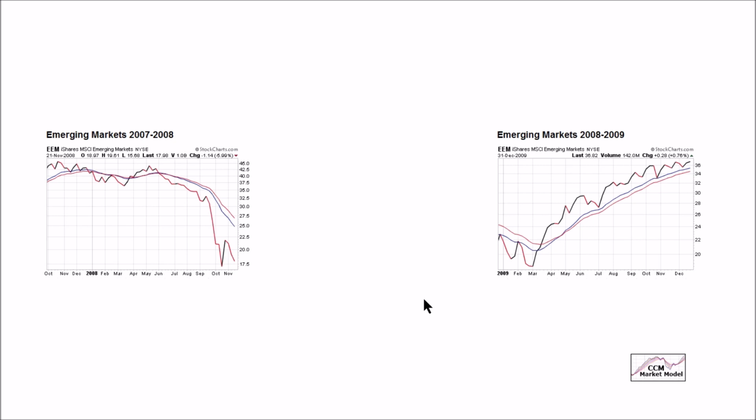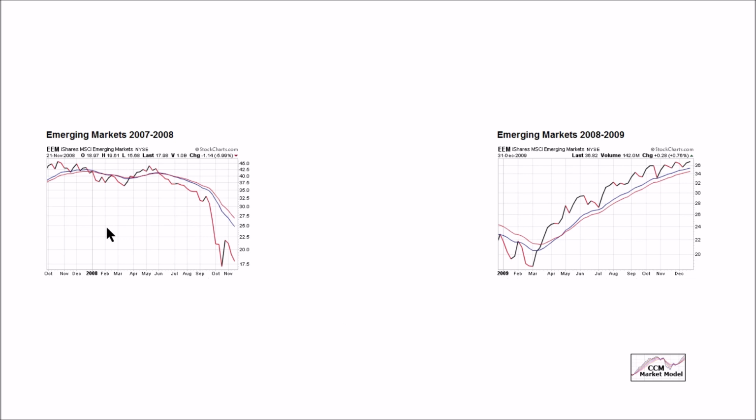the CCM market model is highly diversified, and that would include diversification between time frames and moving averages. If we understand what a low probability period looks like and a high probability period, which would be the extremes, it's easier for us to understand everything else that falls in between.